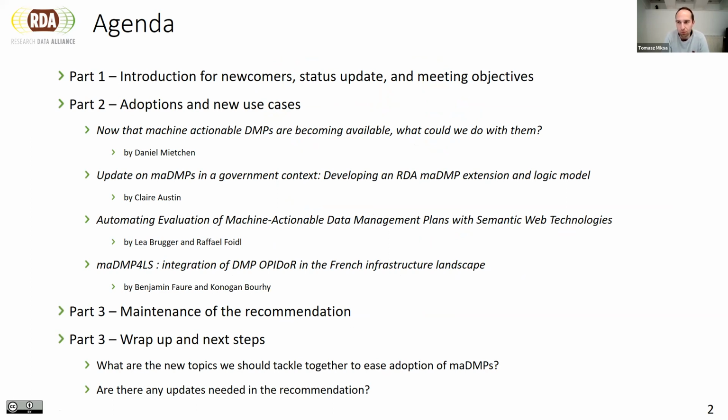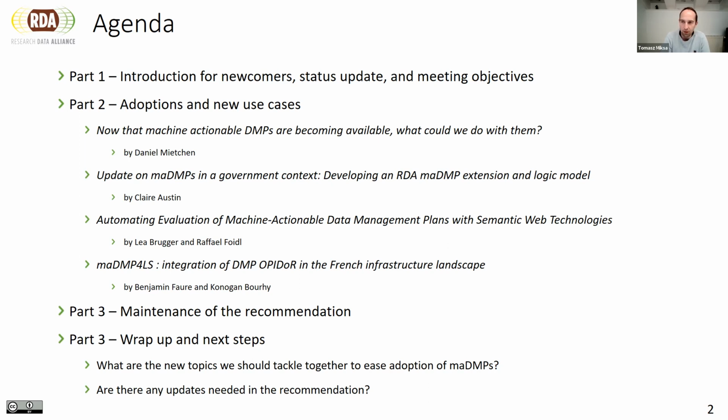This should take no more than 10 to 15 minutes. And then we have part 2, in which we have 4 very interesting talks by our colleagues. Each talk will have roughly 15 minutes, including question time. So we want to complete part 2 within an hour. And then we have 15 to 20 minutes left for the maintenance of the recommendation and discussion on possible next steps.